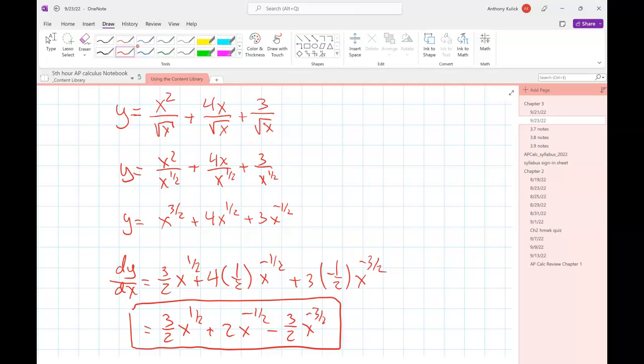Does that look okay, Mia? Yep. And again, the trick was getting it to here that made it easy to differentiate. So again, the calculus part, pretty easy. The algebra part before it, to get it to a point where the calculus was easy, a little sneaky.